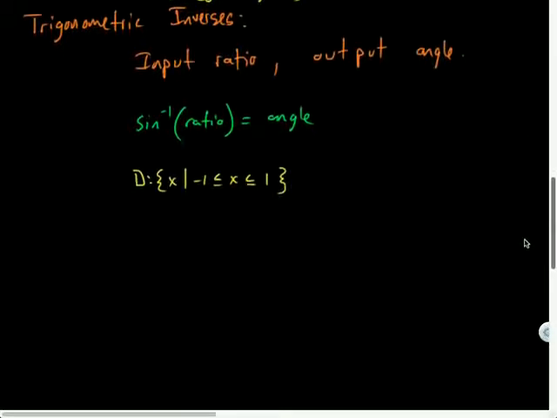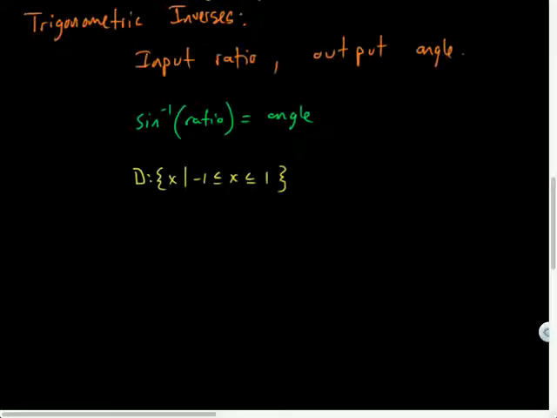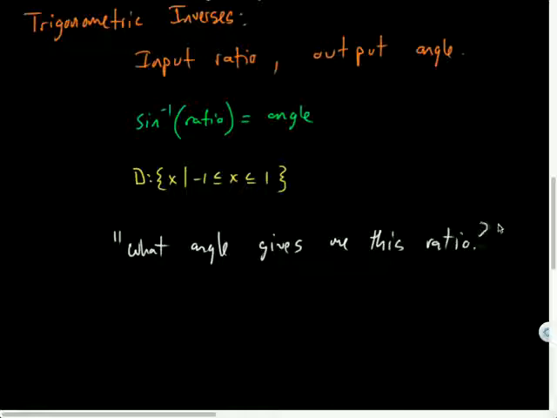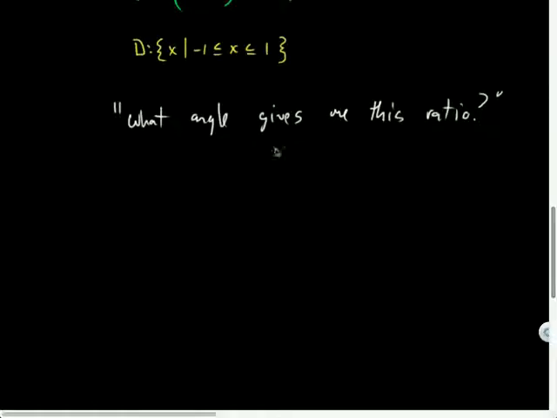So what I want to point out about a trig ratio, the question that it asks is what angle gives me this ratio? All right. So if you see sine inverse of something, that's what it's asking. That's what it actually means. So let's see if we can actually get to a question.